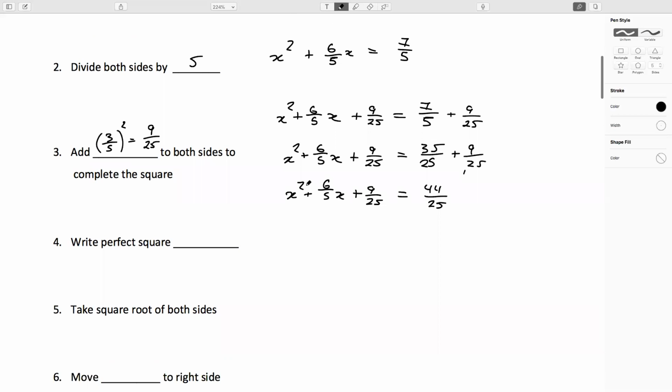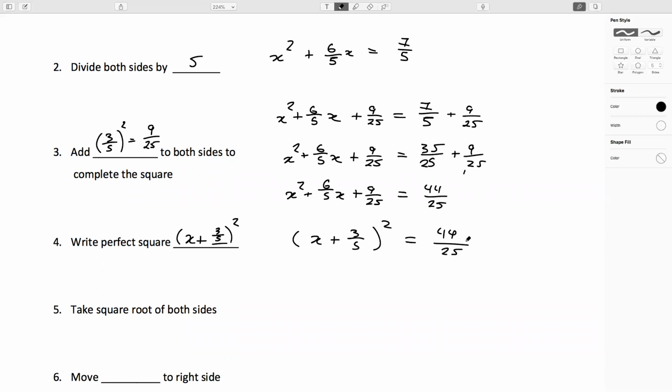Now we can take the left-hand side and write it as a perfect square. It's going to be x plus something, squared. And the question is, what is the something? The something is what we have inside our other bracket. So it's b over 2, or 3 over 5. So we can write the left-hand side as (x plus 3 over 5) all squared equals 44 over 25.